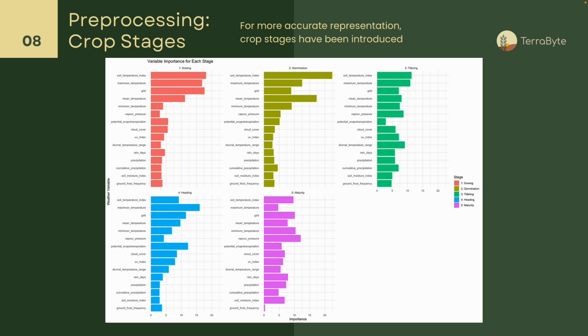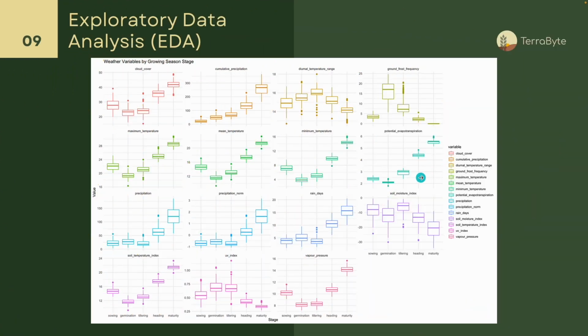For a more accurate representation, we have introduced crop stages. The reason for this being that different variables differ over time. If we take the whole year in one perspective, it won't be an accurate prediction. As on the next slide, you can see how the cloud cover, for example, differs over the different stages for wheat for our current case study. We are still investigating this and will continue to improve the model as more data arrives.